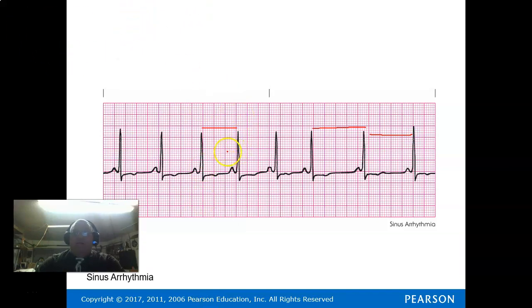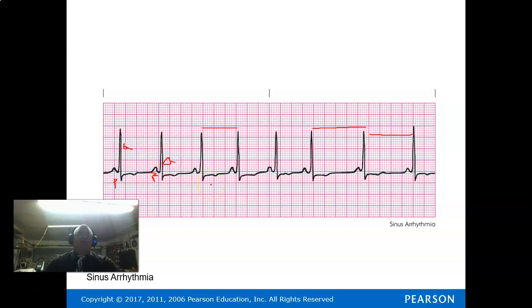All right, so let's make sure that we got nothing funky going on. The rate: 1, 2, 3, 4, 5, 6, 7, 8. So far, so good. Do I have P waves? Yep. QRSs? Yep. They're narrow. T waves? They're a little bit funky, but they're there. Do I have a P wave for every QRS? I got a P, I got a QRS, I got a P wave, I got a QRS. Yeah, we're good with that.